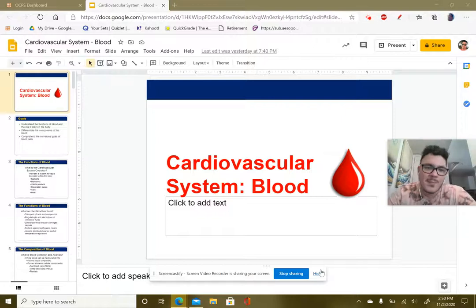All right, welcome everybody. We're continuing on with our material. This time we're going to be talking about the circulatory system, or as I have it referenced here, the cardiovascular system: blood. So let's get started with our material.